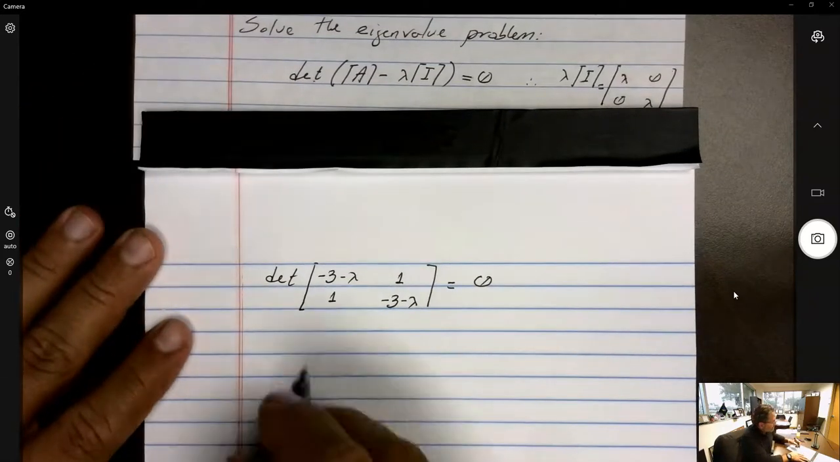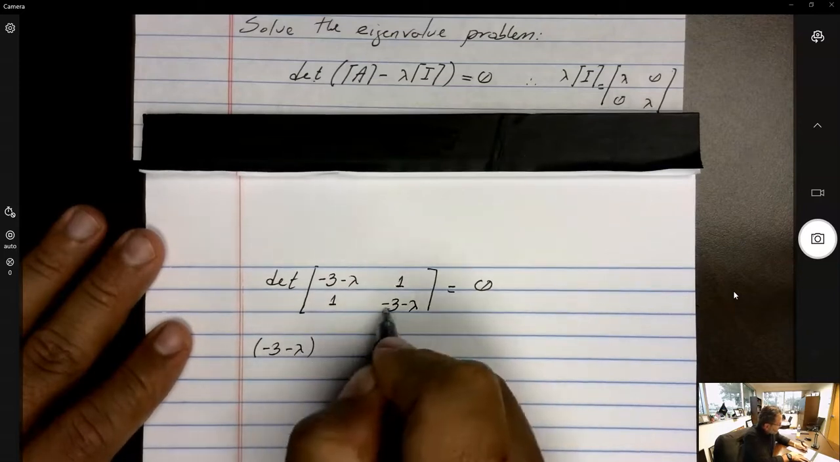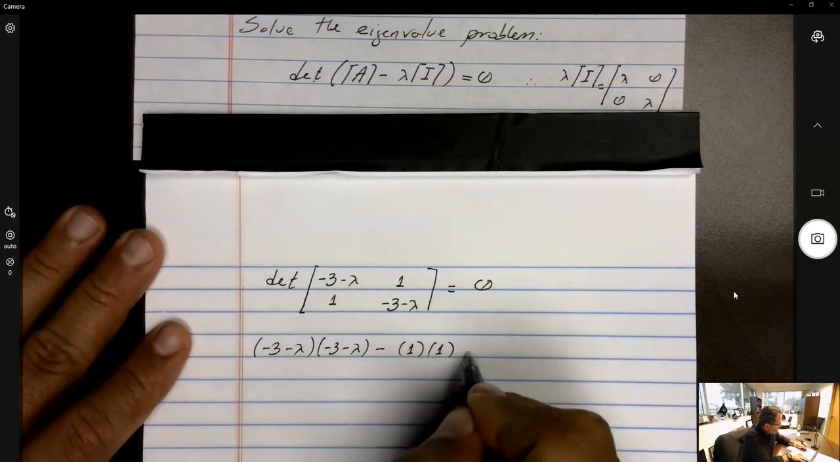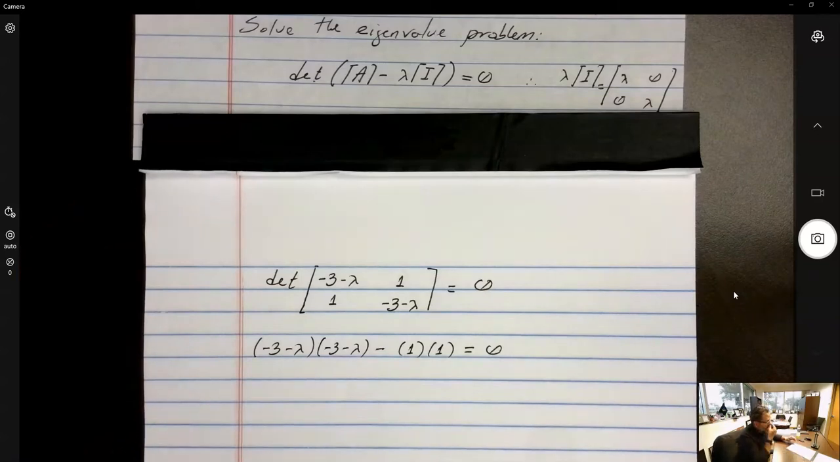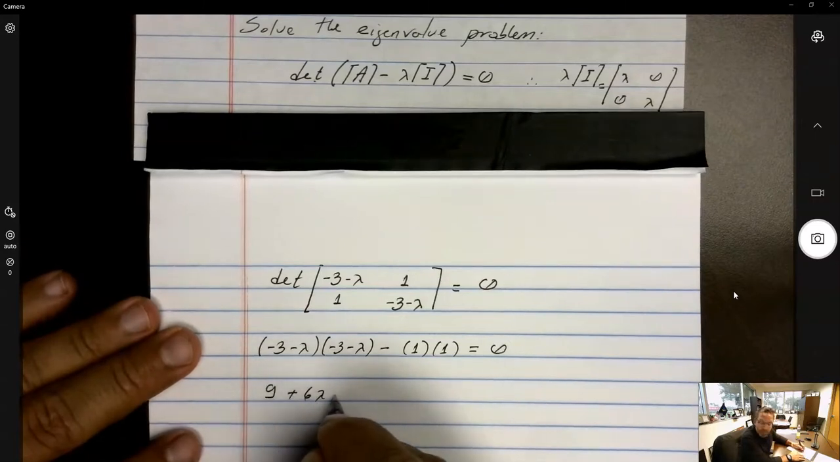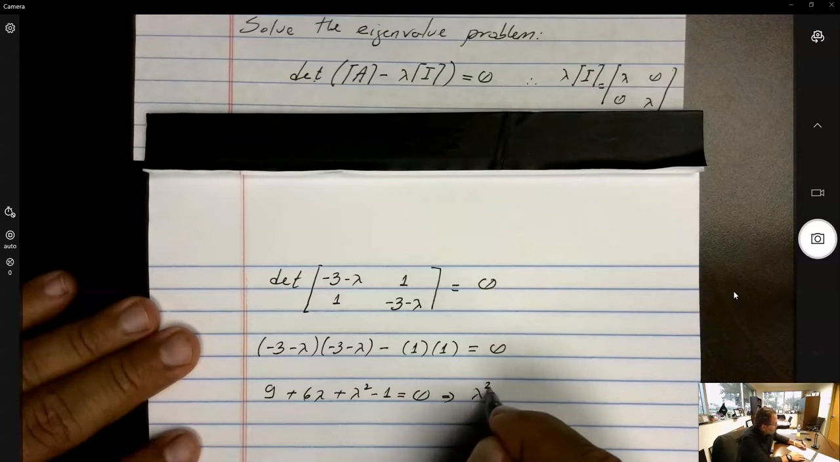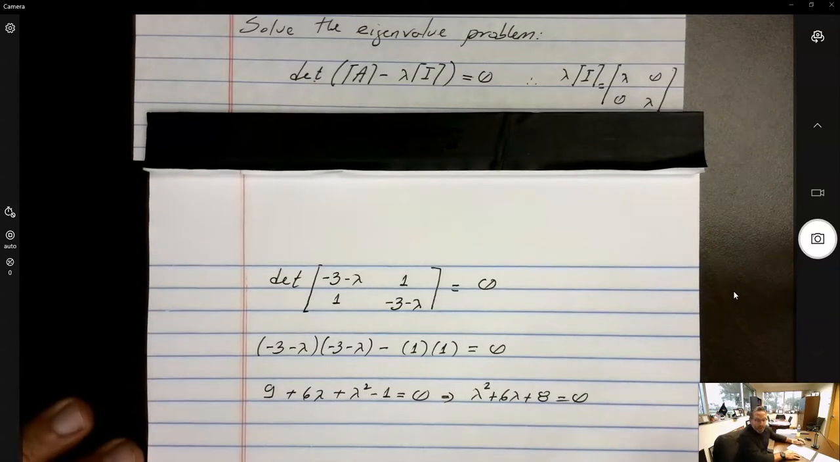So here, the equation that we're going to be solving for is (-3 - lambda) times (-3 - lambda) minus 1 times 1 should be equal to 0. So that is the eigenvalue equation. If we multiply these through, we get 9 plus 6 lambda plus lambda squared minus 1 equal to 0, or simply lambda squared plus 6 lambda plus 8 equal to 0. And this is a quadratic equation.